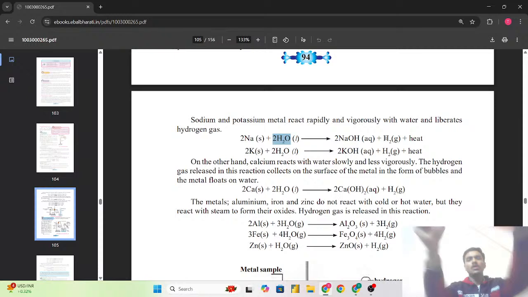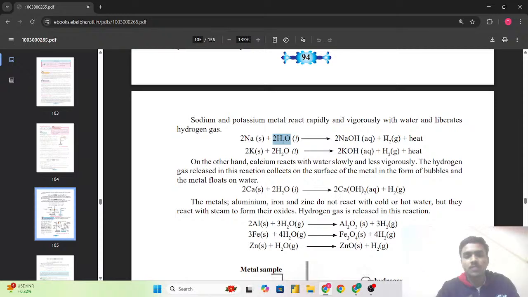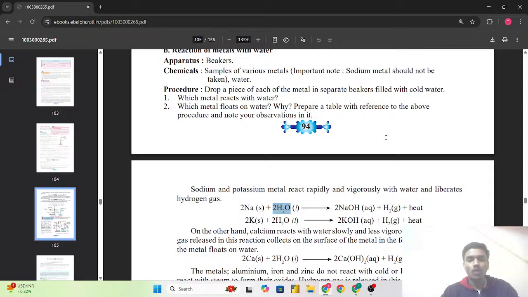From these two reactions we can conclude that when a metal reacts with water, it leads to the formation of hydroxide. That is, sodium reacts with water to form sodium hydroxide, hydrogen gas is liberated and heat is given out. On the other hand, calcium reacts with water slowly and less vigorously. From the above two reactions, sodium and potassium are the two metals that react vigorously with water, suddenly liberate hydrogen gas and give out heat.